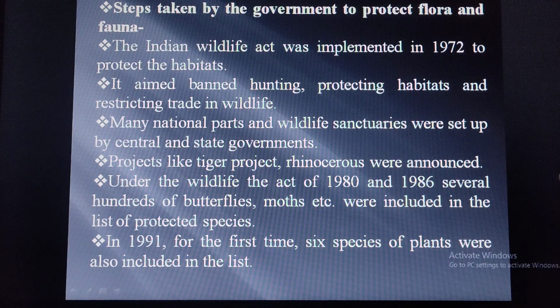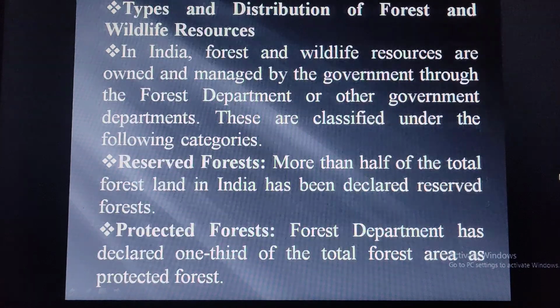Under the Wildlife Act of 1980 and 86, several hundreds of butterflies, moths, dragonflies, etc. were included in the list of protected species. And in the end, in 1991, for the first time, 6 species of plants were also included in this list. So these are the steps taken by the government to protect flora and fauna. Let us move forward.